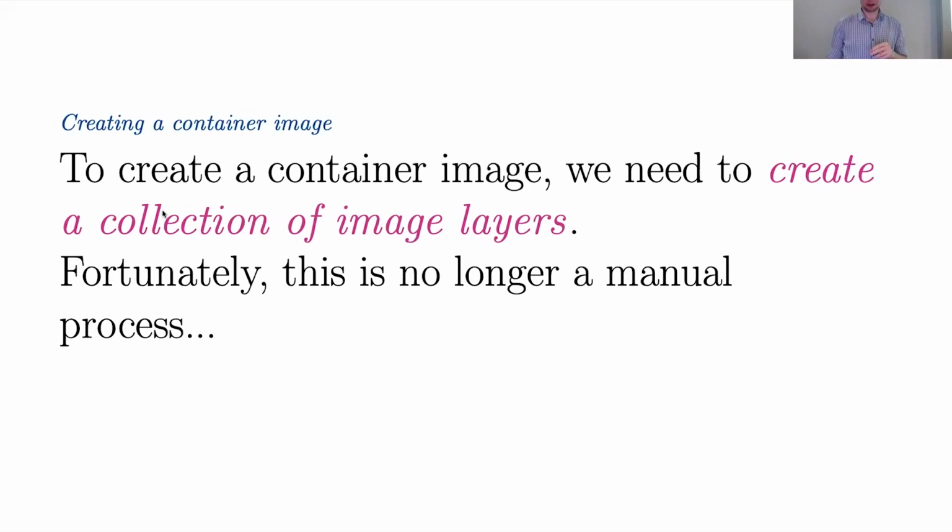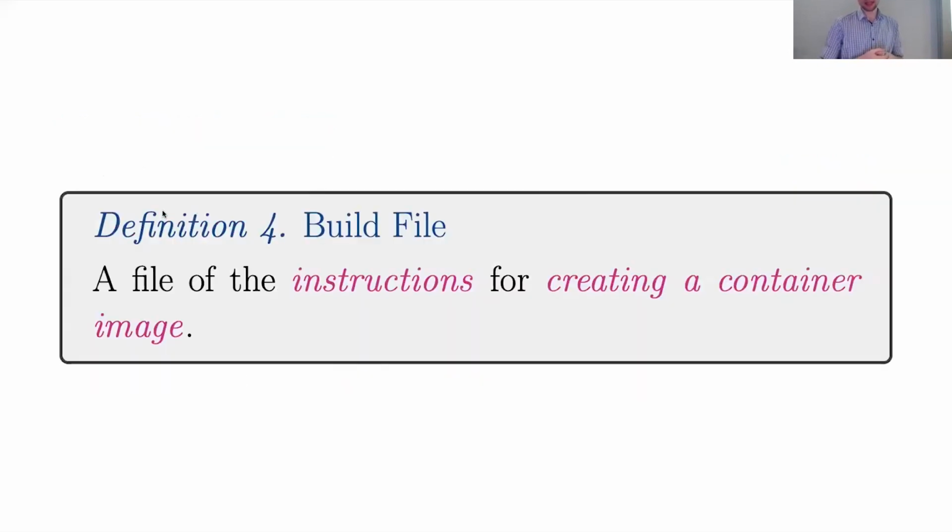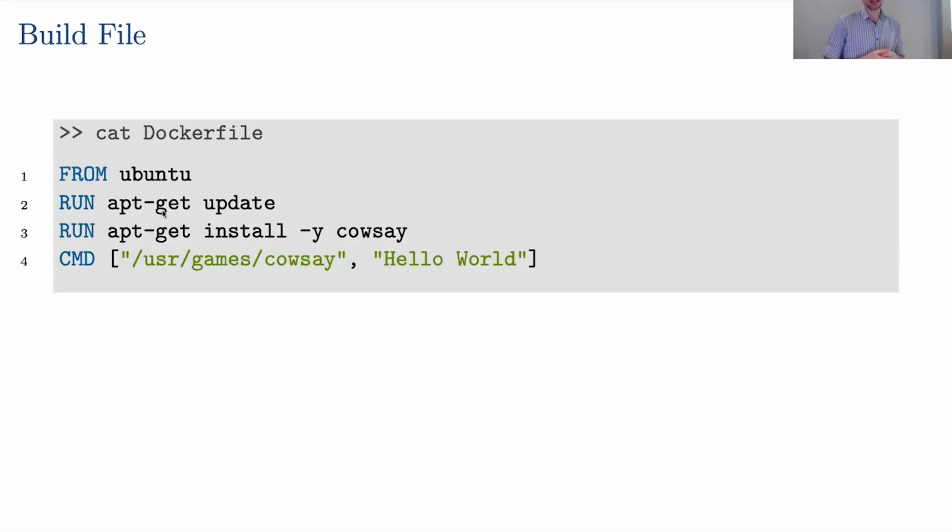Fortunately, this is no longer a manual process. Instead, we use a build file or image blueprints. This is a set of instructions to tell us how to create a container image. You could do this by hand if you wanted to. It's very unlikely that you'd ever want to, but you could. A build file looks like this. So in Docker land, a build file is called a Dockerfile.